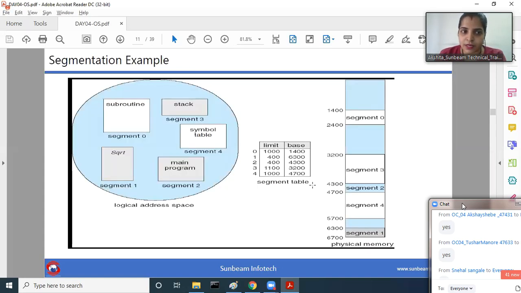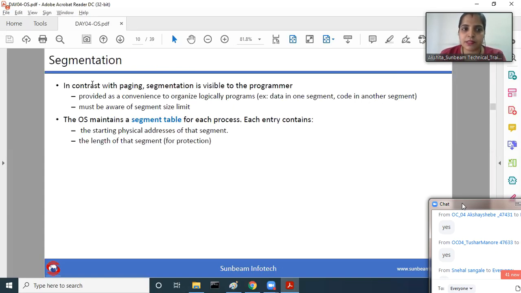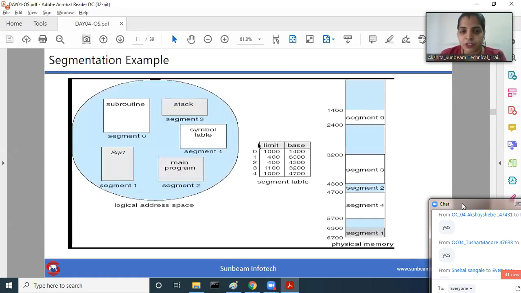So what is segmentation? Segmentation is basically visible to the programmer. It is provided as a convenience for logically related programs. Meaning, in paging, the process that came is directly loaded onto the frames. In case of segmentation, logically related data can be put into segment 0 and every segment will be loaded into its respective area. That is called segmentation.